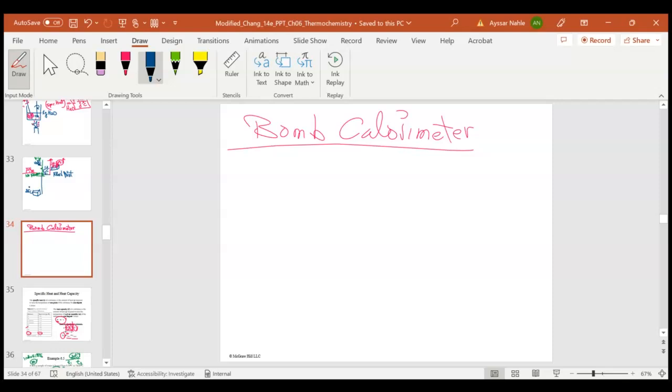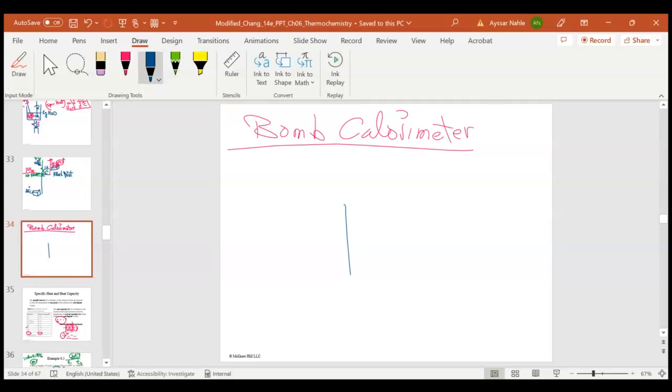But in here, we're not going to make explosions. Bomb means something very tight, very closed, okay? That means it will not increase in volume, it will not decrease in volume, and that's why we call it bomb. Calorimeter means using this device I'm going to measure the amount of energy released or the amount of energy absorbed in there. Look what I'm going to do, just follow the steps in here.